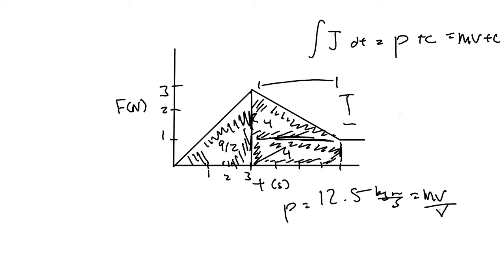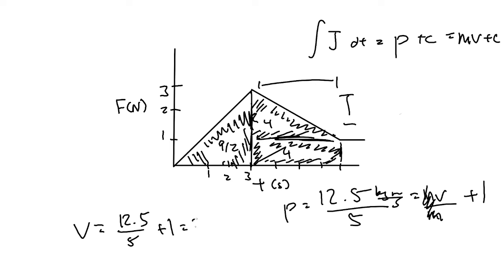So we can divide by our mass on both sides, right? And we're given our mass, which is 5. So this is going to be 12.5 over 5 equal to our v, plus, remember that at t equals 0 seconds the velocity is 1 meter per second, right? So our final velocity is going to be 12.5 over 5 plus 1, which is 2.5 plus 1, which is 3.5 meters per second at t equals 7 seconds, right?